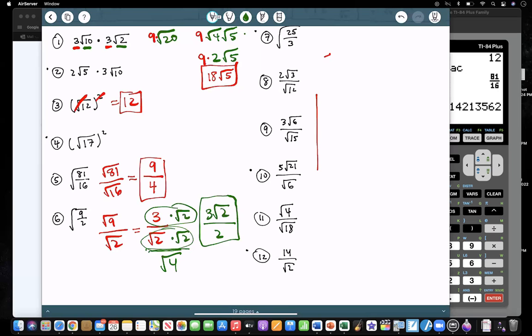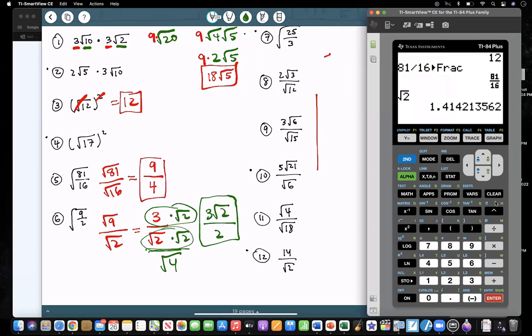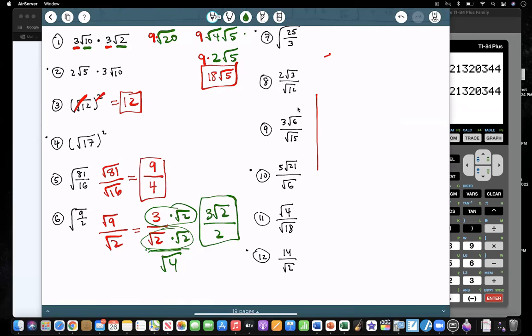Okay, and if you want to check that we did it correctly, you could type in either 9 over 2 or the radical 9 over radical 2, either one, so you get 2.12, blah, blah, blah. And if you type in our new answer, 3 radical 2 over 2, you can check, we get the same thing. So we know we are correct. Use that calculator as a tool to check your answers.